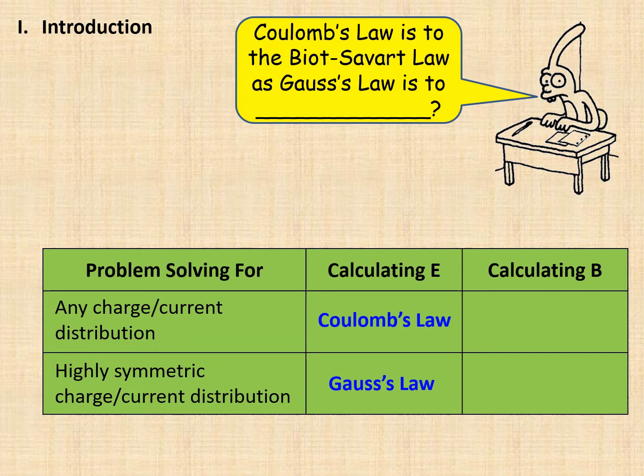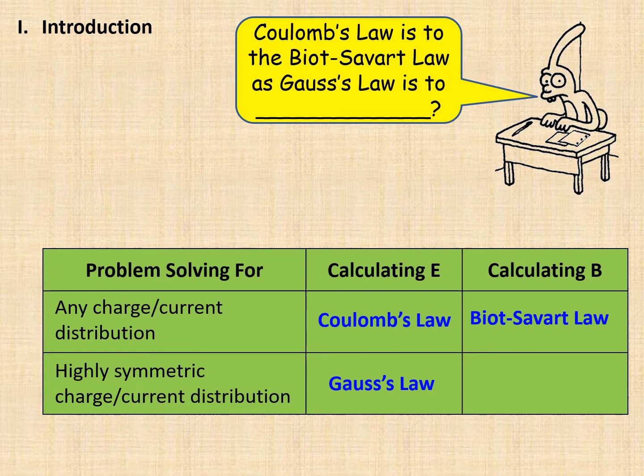Now fast forward to the topic of magnetism. We began our discussion of magnetism by introducing the Biot-Savart law to calculate magnetic fields. Like Coulomb's law, the Biot-Savart law can be used to find the magnetic field surrounding any current distribution, with the aid of computers perhaps. So now a rhetorical question.